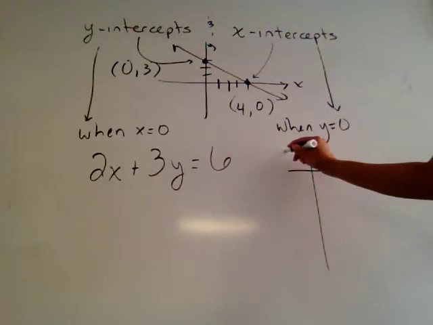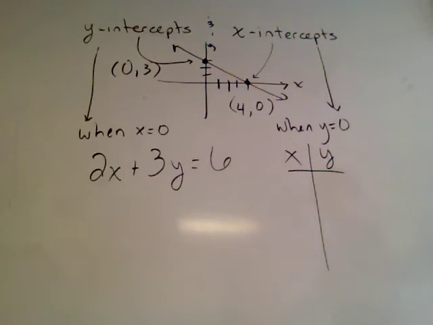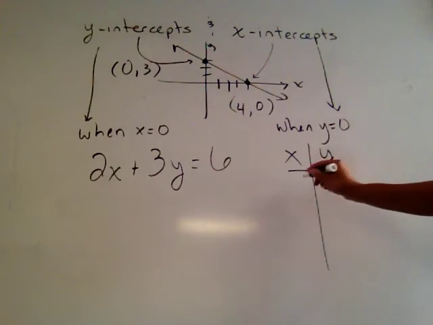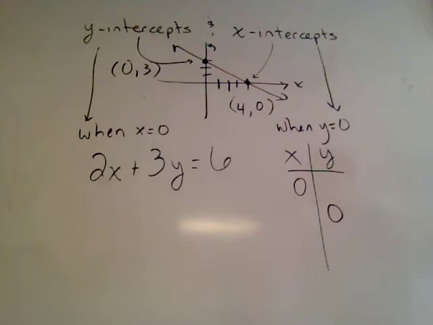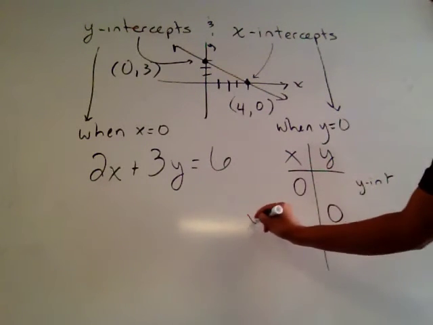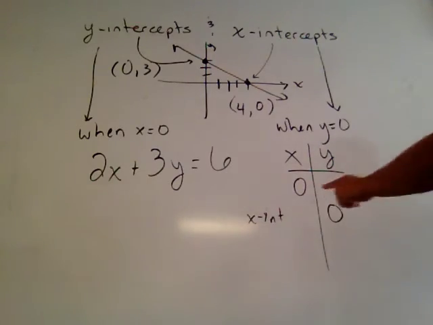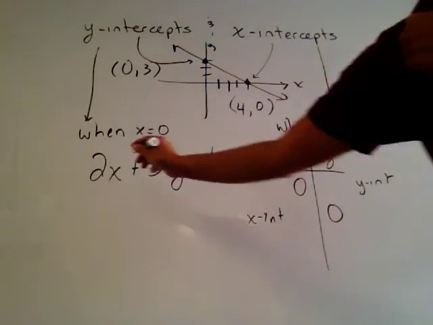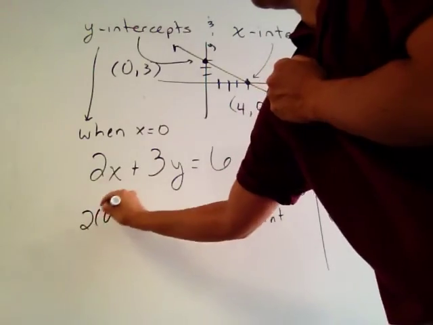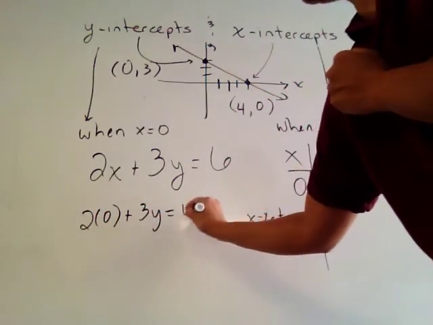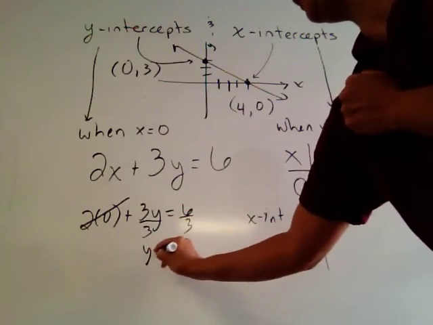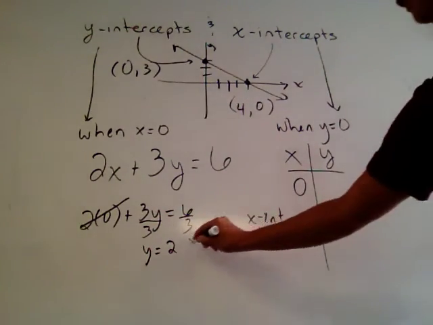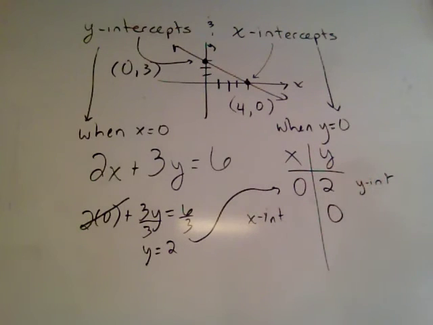One of the things that I like to do is go ahead and put it in my table. So if I want to find the y-intercept first, I want to know when x is 0. If I want to find the x-intercept, I want to know when y is 0. So this is going to be my y-intercept, and this is going to give me my x-intercept. All right, so let's plug in 0 for x. So if I substitute 0 in there, I get 3y equals 6. This goes away. Divide both sides by 3, so y equals 2. So for this case right here, my y-intercept is 2.